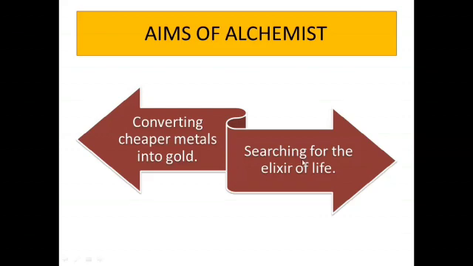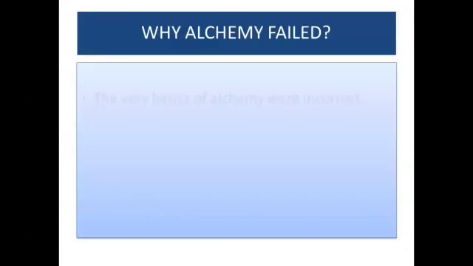We know that it is not at all possible to create any such liquid which can help a person to live very, very long so that the person cannot die. The two aims of the alchemists were converting cheaper metals into gold and searching for the elixir of life, and both of them were not successful. Then why did alchemy fail?